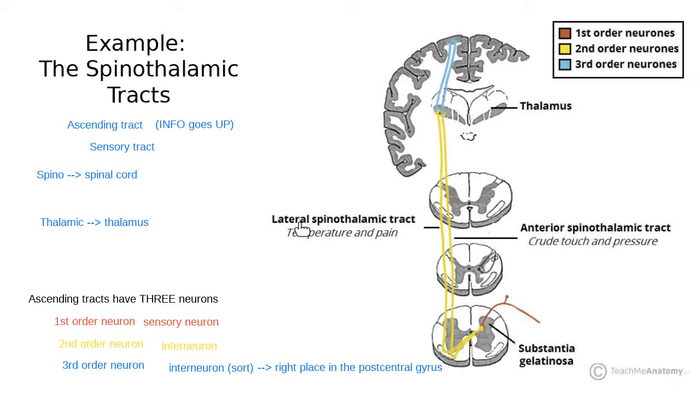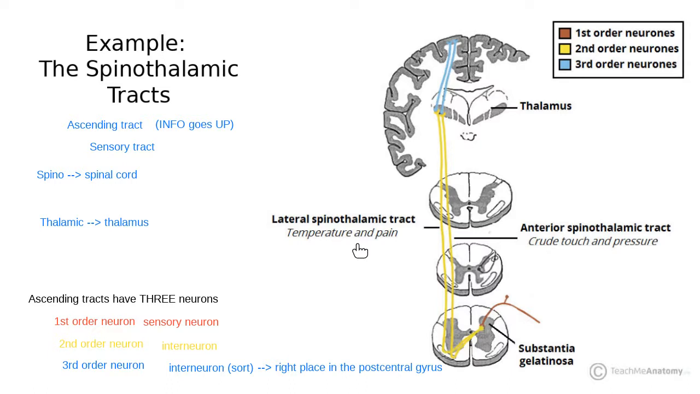Here's the big idea with lateral and anterior. Different tracts, so different areas in the white matter of the spinal cord, send different kinds of sensory information. So my second order neuron can travel through the anterior spinothalamic tract with things like pressure information, or my second order neuron might travel through the lateral spinothalamic tract. If it goes that way, it's going to have temperature or pain information.